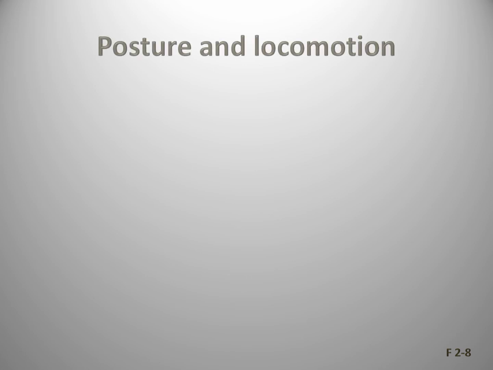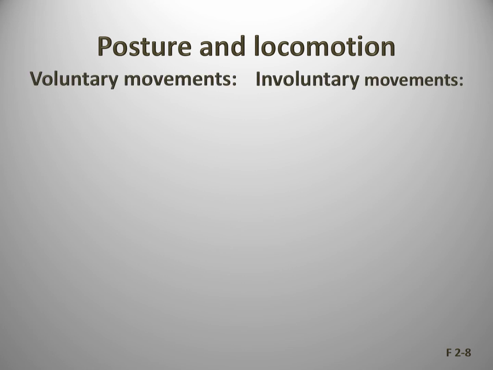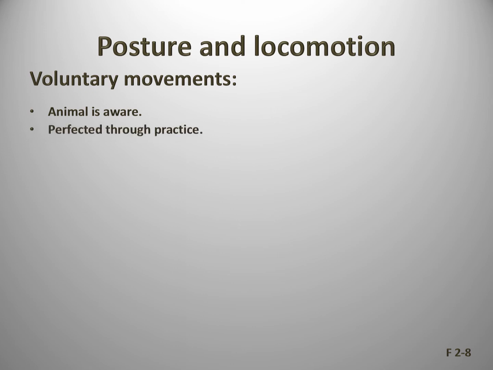Now that we have discussed the reflexes, let's move to our fourth learning objective, which deals with the basic aspects of posture and locomotion. Some of the movements an animal performs are voluntary, while the large majority of them are involuntary. Looking at the voluntary movement, we realize that for it to happen, the animal has to be aware. These movements can be perfected through practice or exercise. They involve the flexor and the extensor muscles.